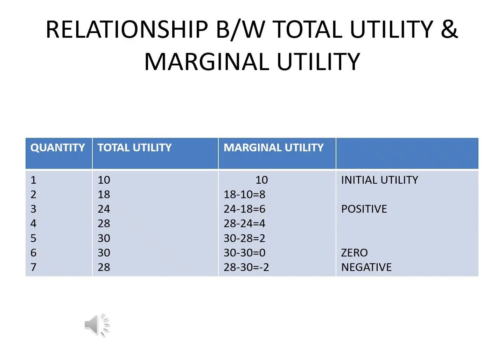Mathematically, economists express this relationship as marginal utility equals change in total utility divided by change in quantity consumed. When only one additional unit is consumed, marginal utility simply equals the increase in total utility.